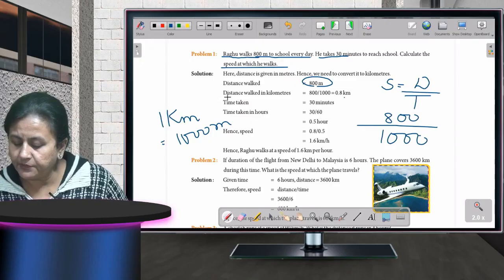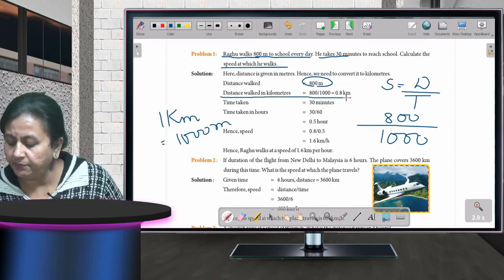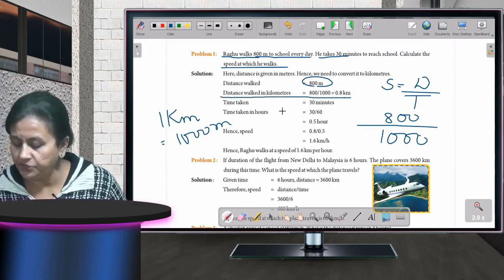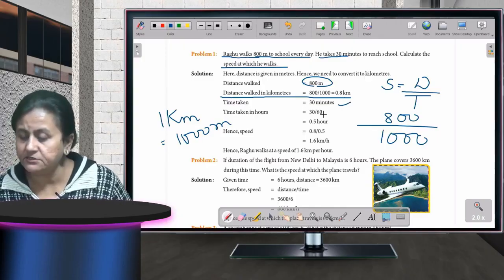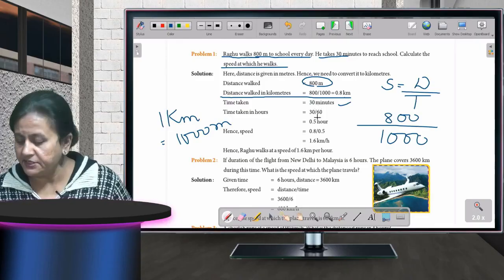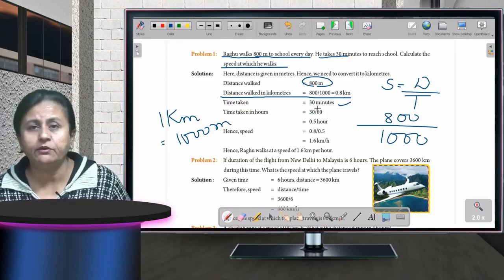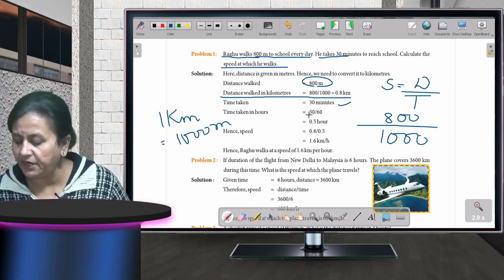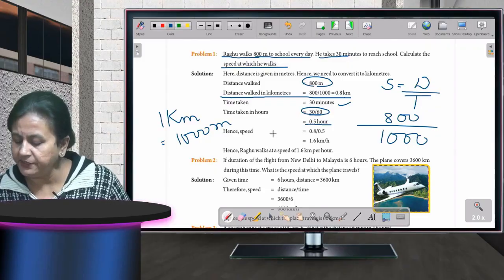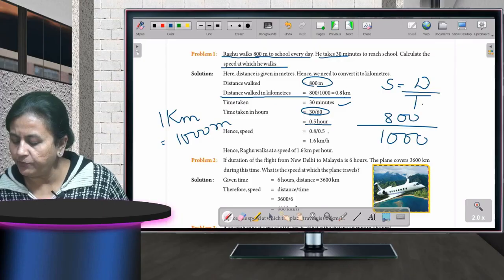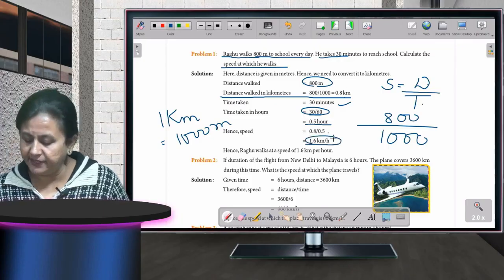The distance traveled in kilometers comes up to 0.8 kilometer. Now the time taken is 30 minutes. But time should be in hours, so it should be divided by 60, because 1 hour is equal to 60 minutes. That is why I have divided here. So this comes up to be 0.5. Hence, speed is equal to distance upon time. So 0.8 divided by 0.5 comes up to be 1.6 kilometer per hour. Fine.